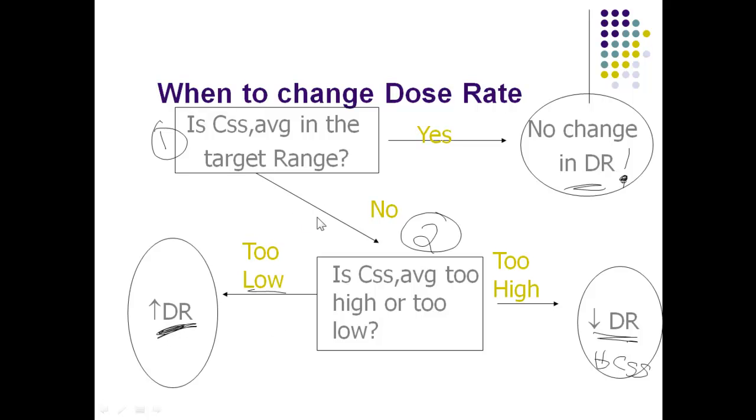So to sum it all up, if you don't have the desired CSS average you want, adjust your dose rate, and that will make the difference.